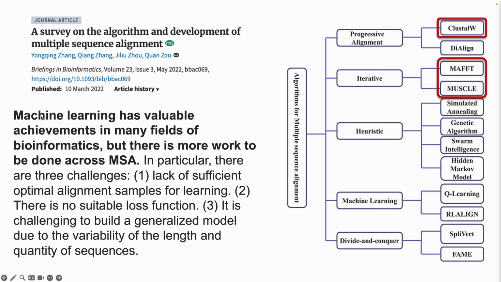This quote that I pulled out: machine learning has had valuable achievements in many fields of bioinformatics, but there is more work to be done across MSA. That's their politically correct way of saying machine learning hasn't really contributed much to our ability to align multiple sequences. So these approaches down at the bottom are really not better or faster than the classics, which are only 10 or 15 years old, but Clustal, MAFFT, and MUSCLE are still the ones you see in the literature all the time.